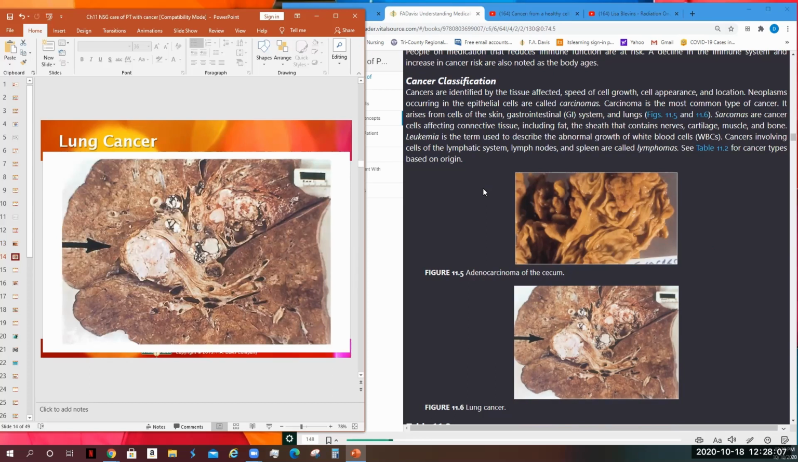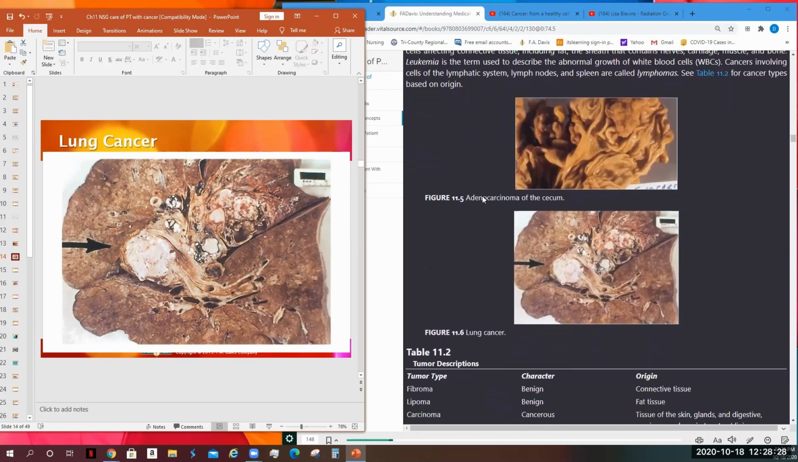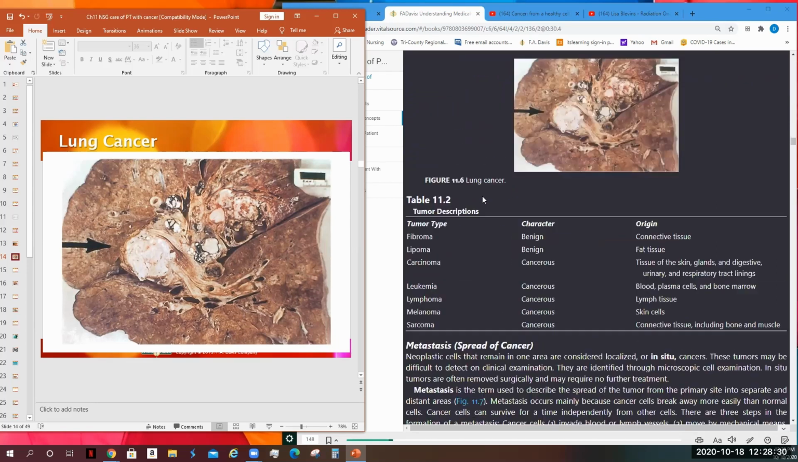Leukemia is the term used to describe the abnormal growth of white blood cells. Cancers involving cells of the lymphatic system, lymph nodes, and spleen are called lymphomas. See Table 11.2 for cancer types based on origin.